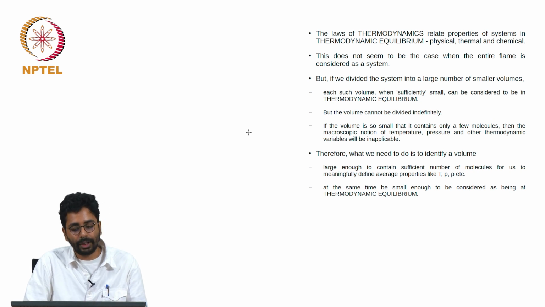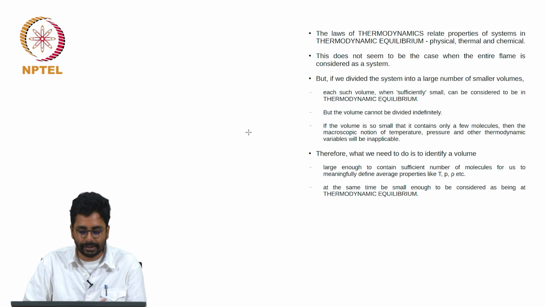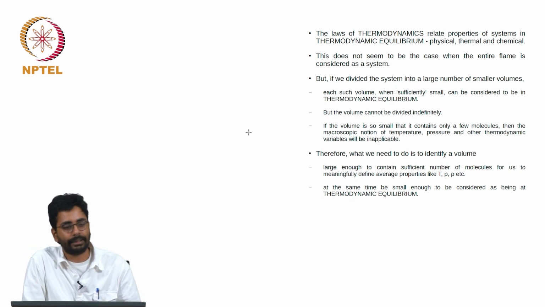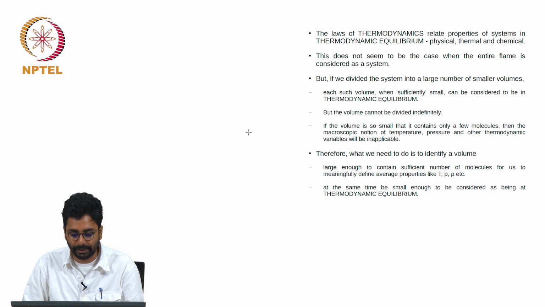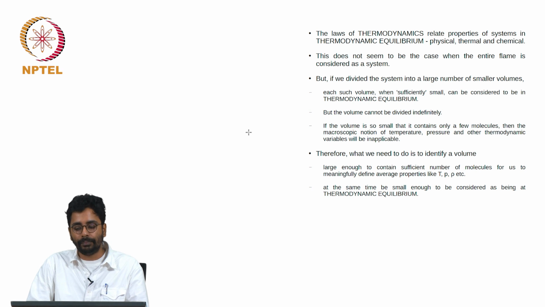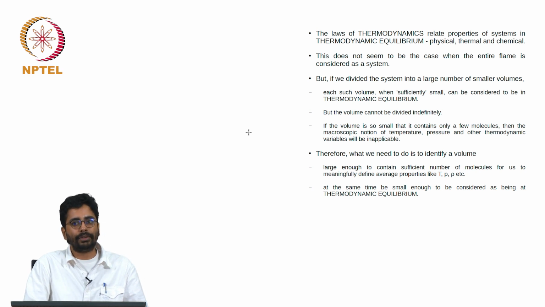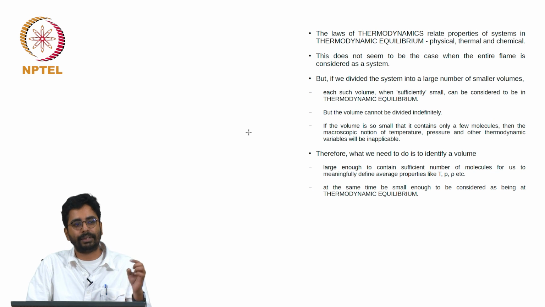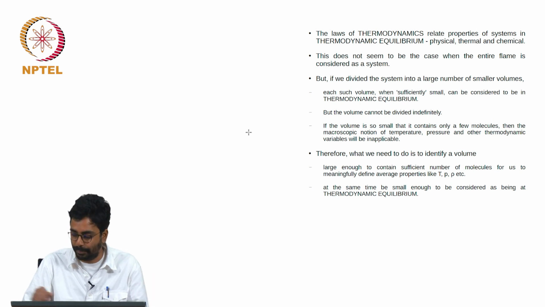Of course, the volumes cannot be divided indefinitely, because we know that if the volume is so small that it contains only a few molecules, then the macroscopic notions of temperature, density and other thermodynamic variables will become inapplicable. Therefore, what we need to do is to identify a volume which is large enough to contain sufficient number of molecules for us to meaningfully define average properties of temperature, pressure and density, but at the same time small enough to be considered at same temperature, same pressure and same chemical composition, so that the laws of thermodynamics can be used.